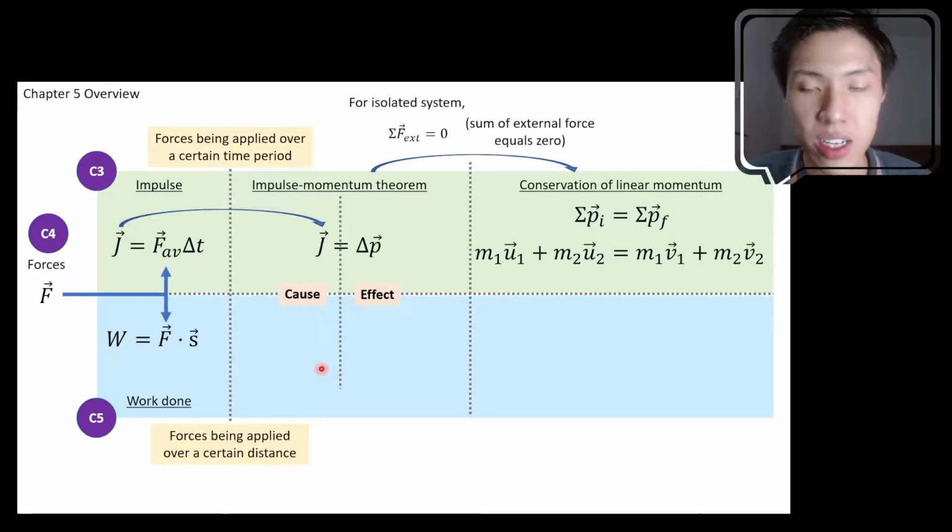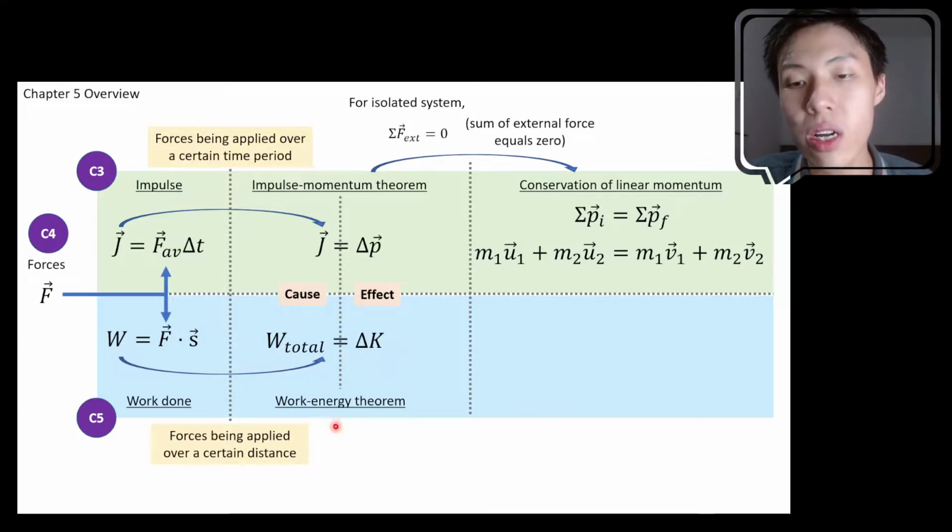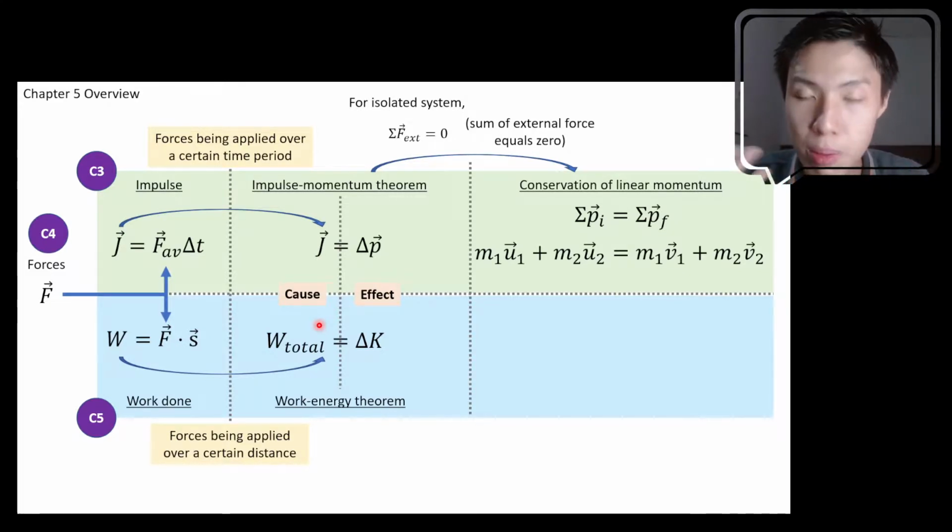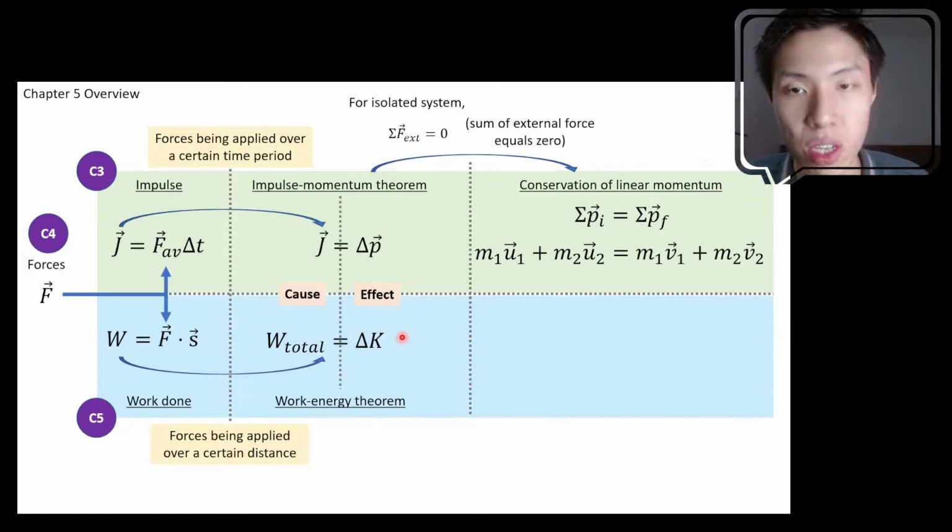So what does it tell us? Let's see. In the work energy theorem, we find that if we sum up all the work done by all the forces acting on an object, this value will be equal to the change of kinetic energy that happens to that object.